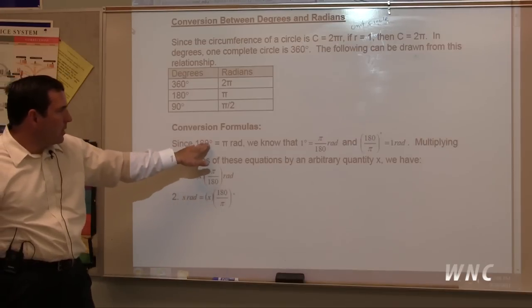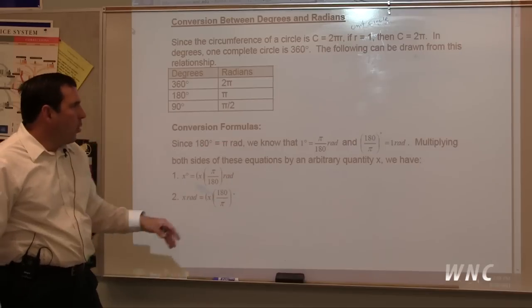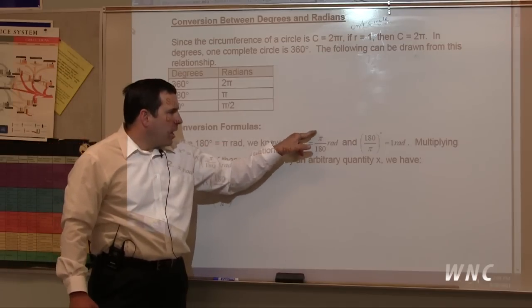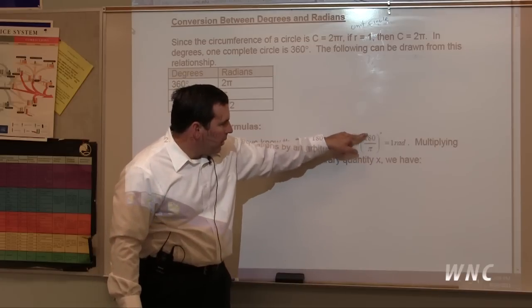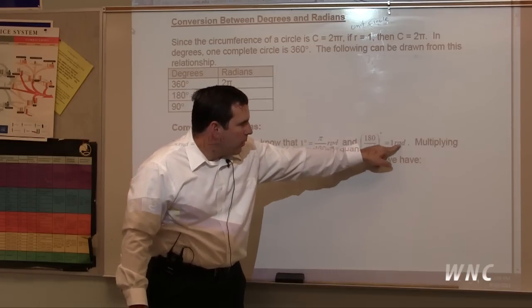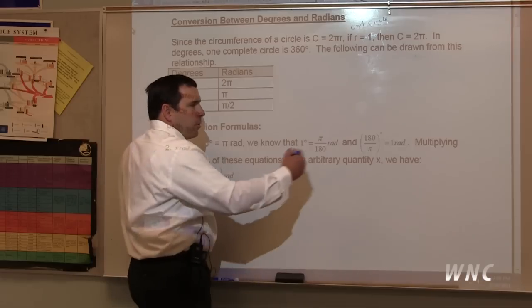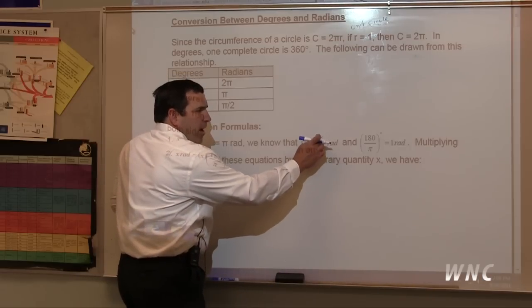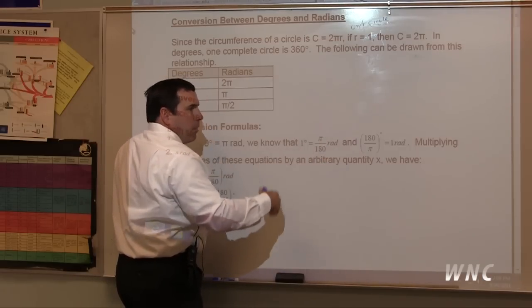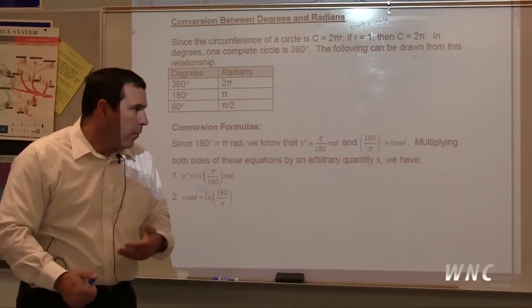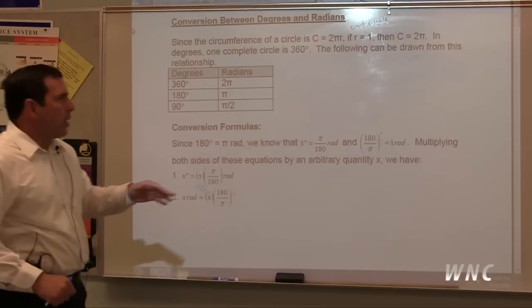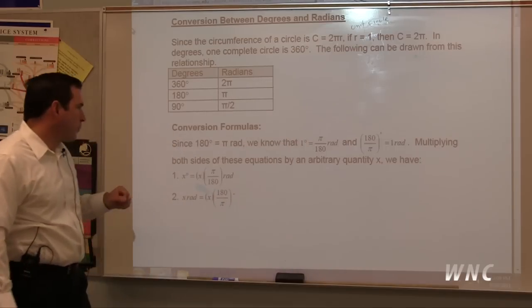Since 180 degrees is pi radians, we know that 1 degree is pi over 180 radians, and 180 over pi degrees is 1 radian. Now typically when we're going to do conversions, we'll have pi in there so it'll cancel out, but if not, you can just do your approximation for pi, like 3.14. You can go further than that. Our calculators have pi built into them.